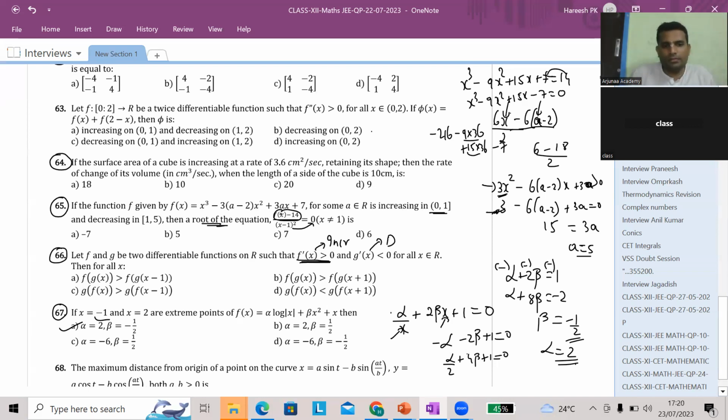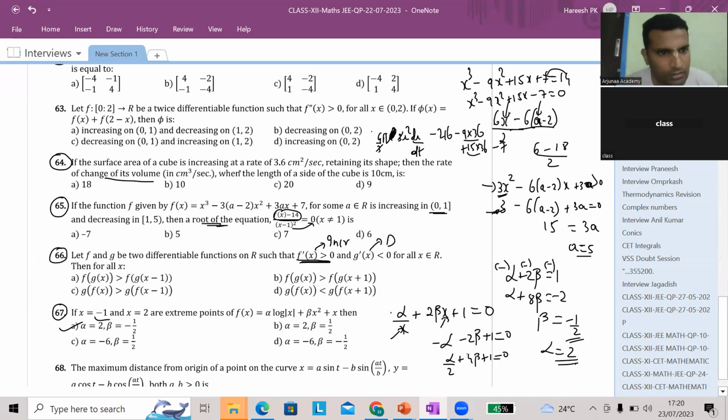Okay, just check. This is a previous year question. Next one is direct. What is the rate of change of volume formula? 4 by 3 pi r cube, differentiate. If you differentiate r cube, what do you get? It's 3r square dr by dt. And dr by dt.